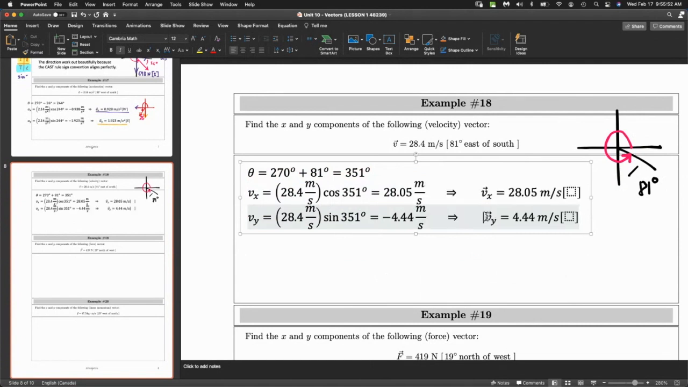Okay, what goes in those brackets? What direction goes in this one up here? East. Thank you. And what goes in this one over here?